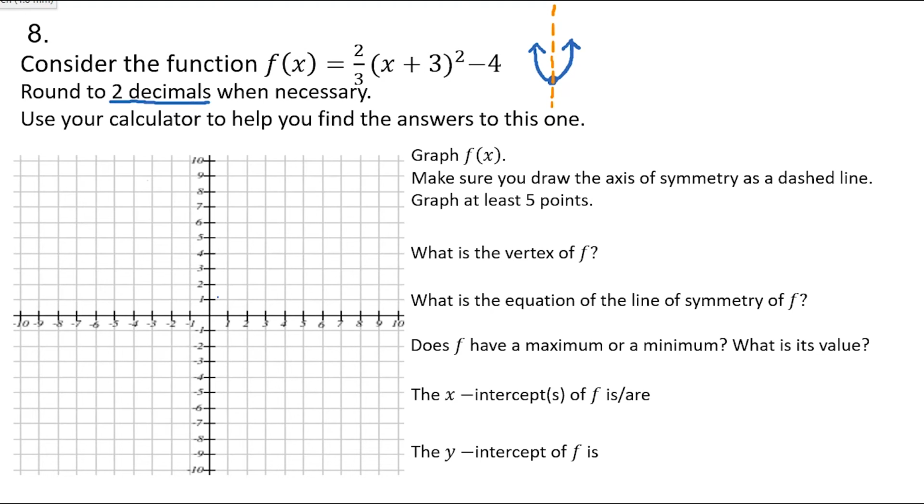So if you look at the form that they present f of x in, that's what's called vertex form. And so the general formula for that is f of x equal to a times the quantity x minus h, quantity squared, plus k. And the h and the k, these are the coordinate points for the vertex of the parabola.